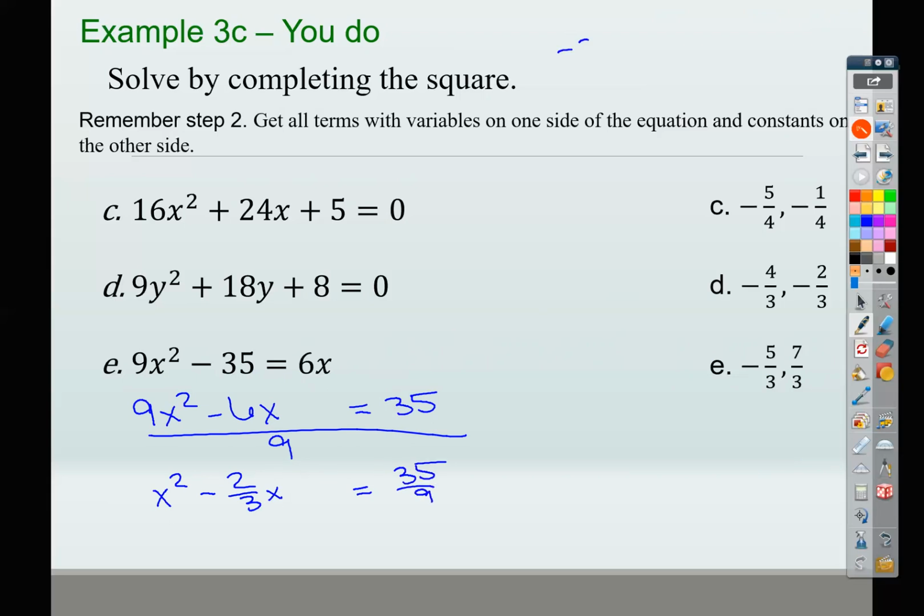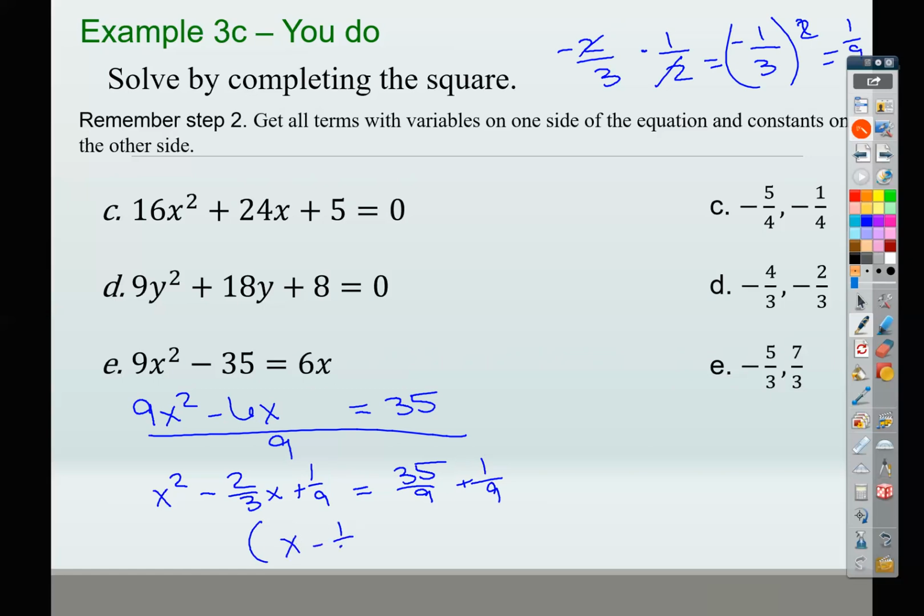Now I'm going to take negative 2/3 and divide it by 2, which is the same thing as multiplying by 1/2. And now I get negative 1/3. Then I square that, and I get 1/9. So I'm going to add 1/9 to both sides. So when I do that, I get x minus 1/3 squared equals 36 over 9.